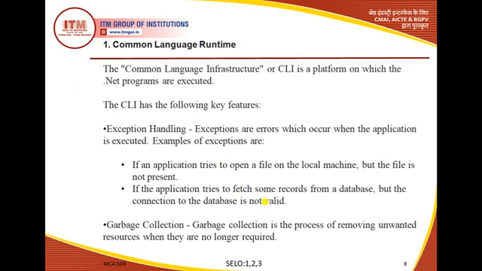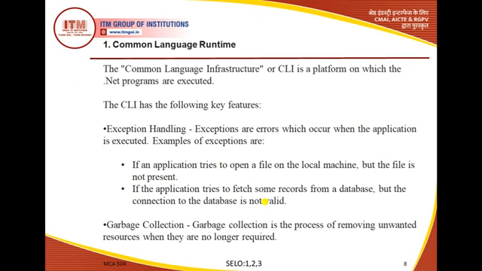Exceptions are errors. What are exceptions? They are errors which occur when the application is executed. For example, an exception occurs if an application tries to open a file on the local machine but the file is not present. If the application doesn't find that file, an exception error occurs, and it is notified on the screen that a certain exception has occurred. So it's a kind of error only.